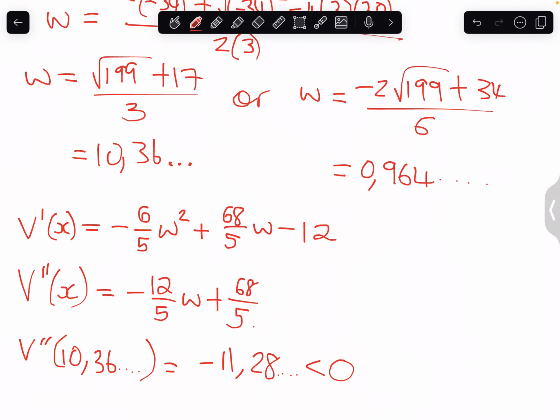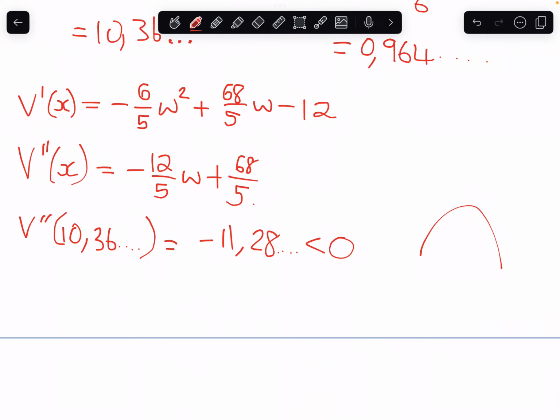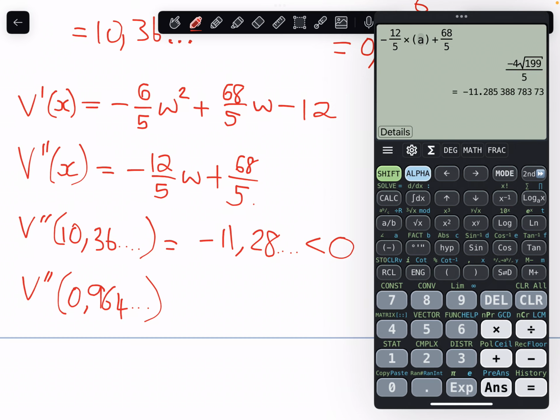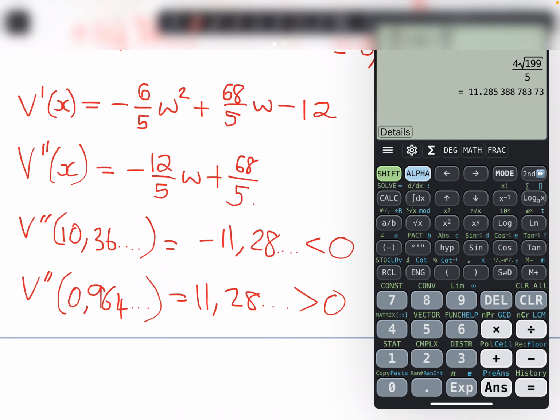Okay, right, which we already again intuitively knew, but let's just double check that the other point does give us a concave up result. Okay, so now here we're going to put in B. Right, so now we get 11.28 which is a positive number, which means at this point the graph is concave up.